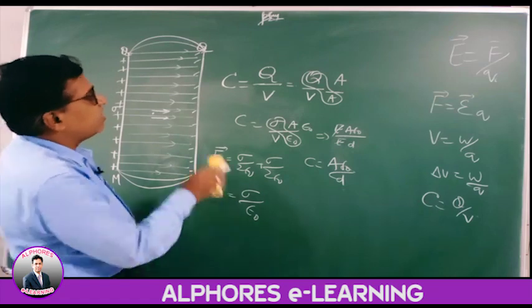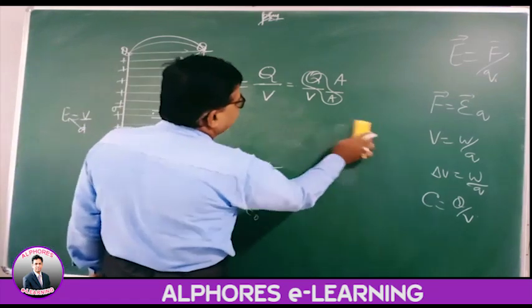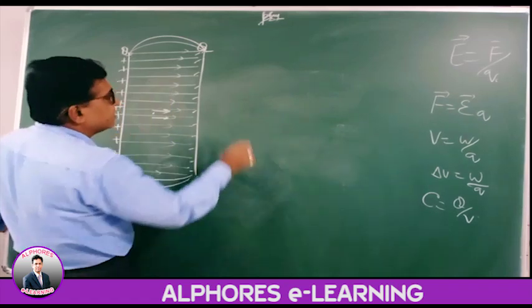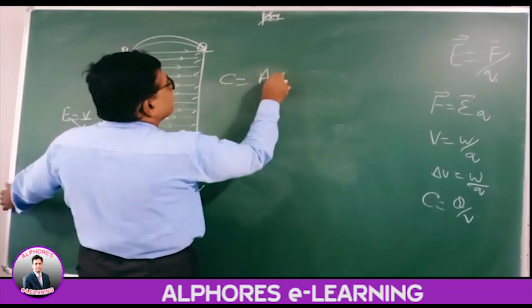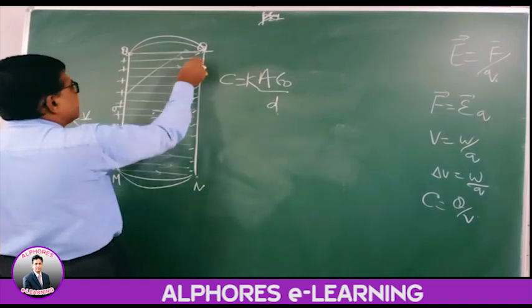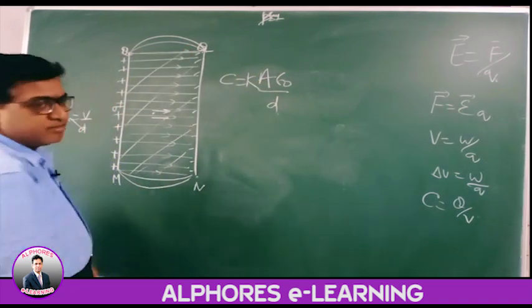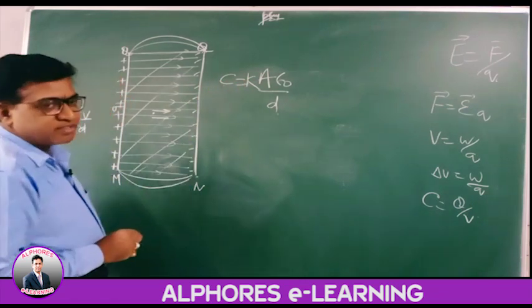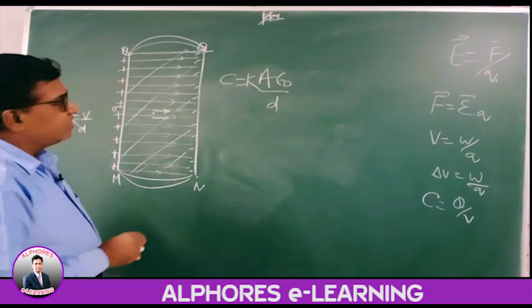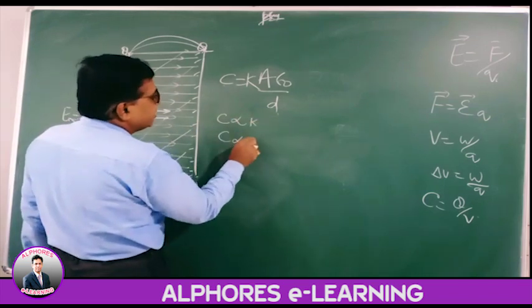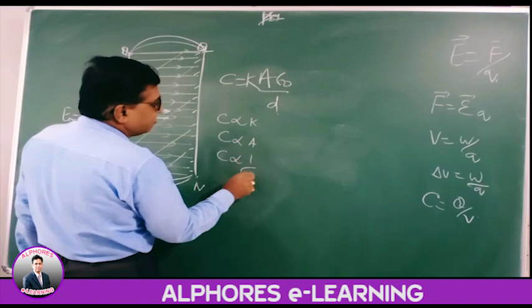So for a parallel plate capacitor, the capacity C is A epsilon naught by D. If a dielectric is placed between the plates of the capacitor, then the capacity is K epsilon naught A by D. So this way, the capacity of a parallel plate capacitor is directly proportional to K, proportional to A, and proportional to 1 by D.